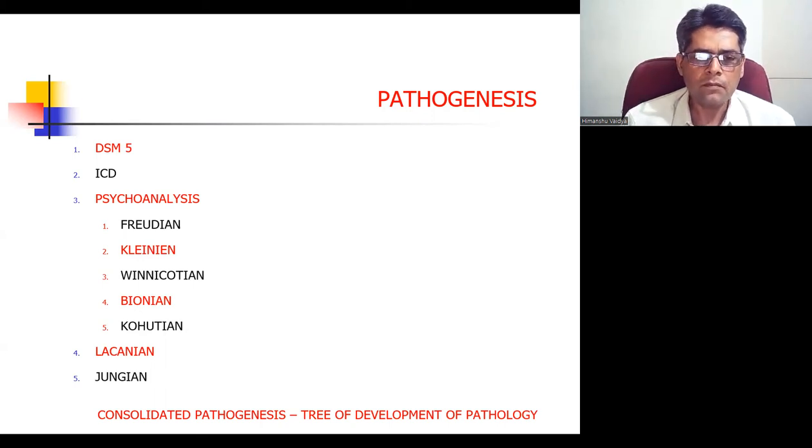So we have to use as many schools as possible to do a consolidated pathogenesis and plot out a tree of development of pathology, because this is the base for the next step, which is the treatment plan or therapy. Therapy is a function of pathogenesis. How you will do therapy is completely a function of how you understand pathogenesis of the problem.